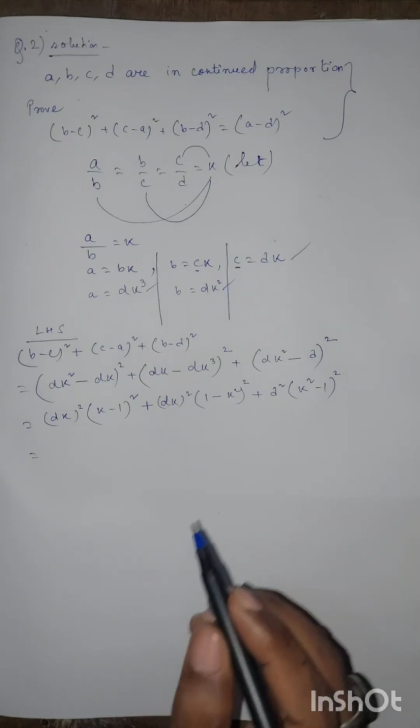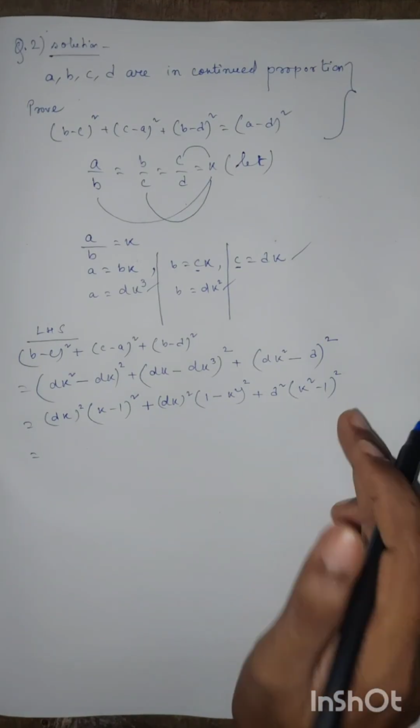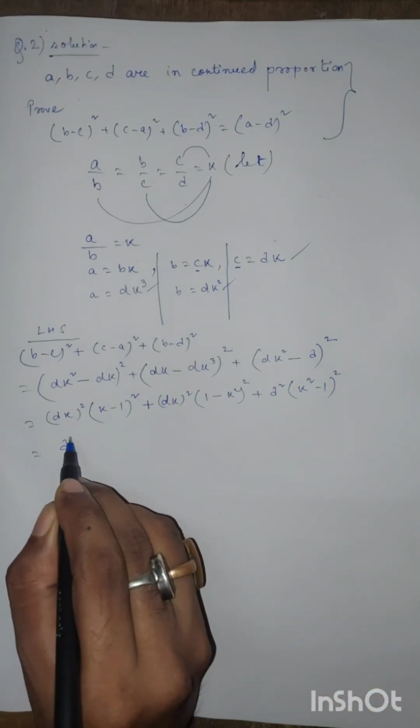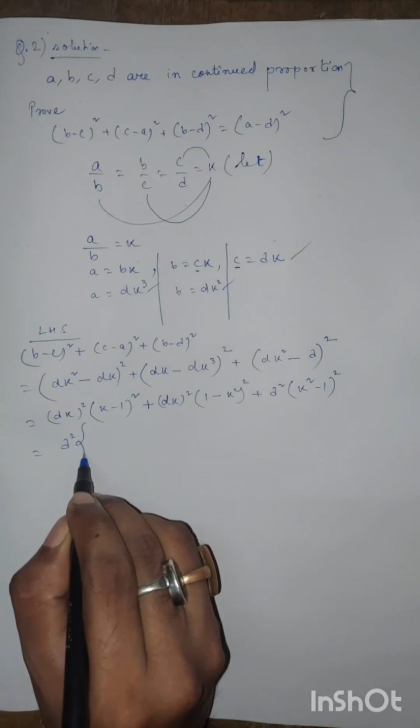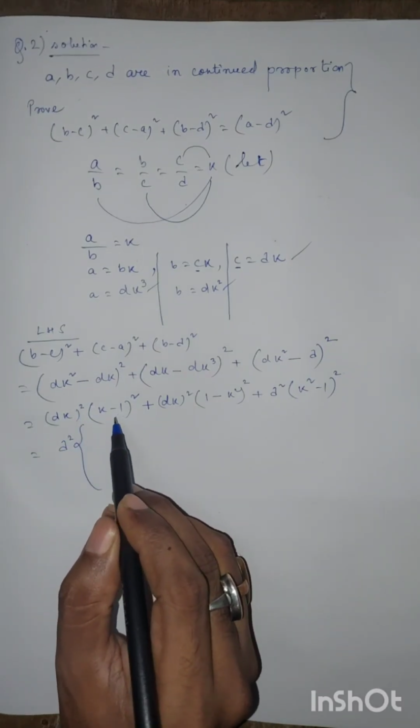Now we can take d square common from all these three terms. So it is k square into this.